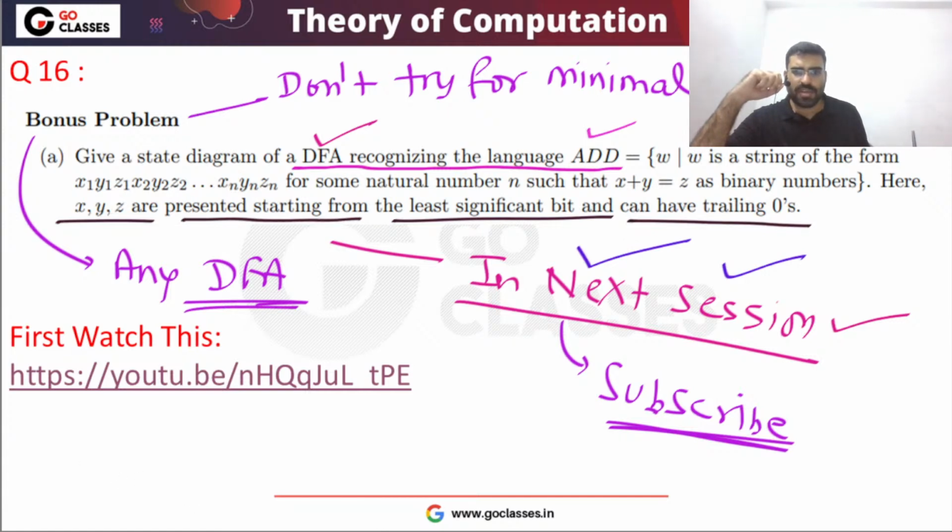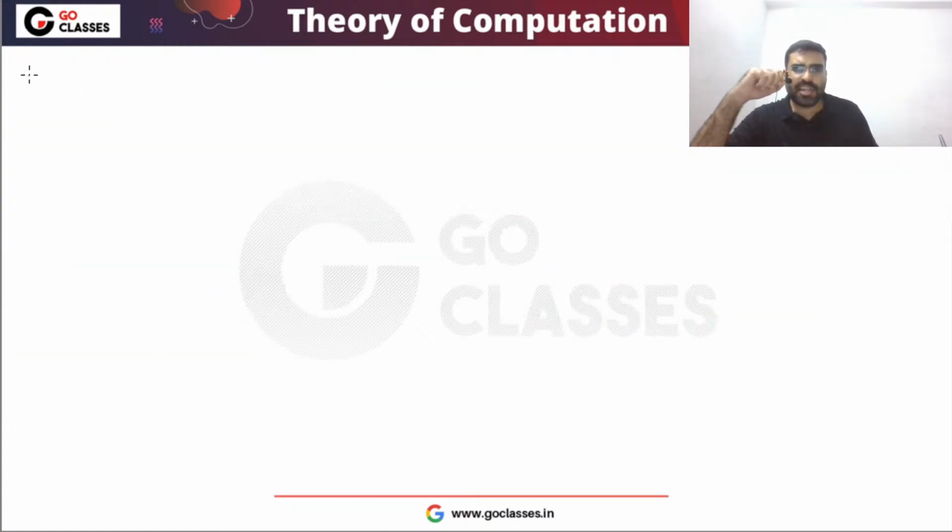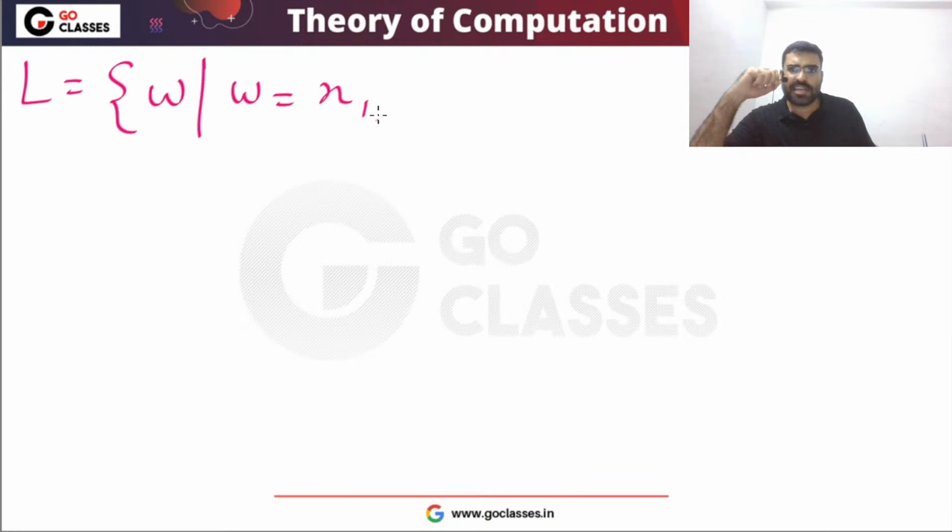This is the question. First, you understand the language, what the language is saying. The language is saying that every string is like this: x1, y1, z1, then x2, y2, z2, and so on, xn, yn, zn. Every string is like this.